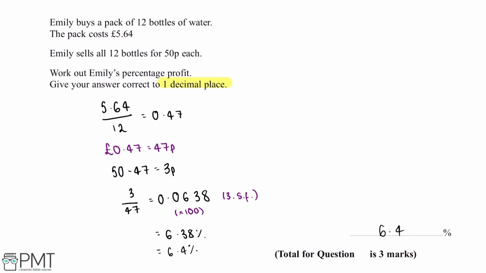Now this question's worth 3 marks. We'll get 1 mark for comparing the price of the individual bottles. We'll get a second mark for using a suitable method to work out the percentage profit. And we'll get our third mark for the correct answer to one decimal point.